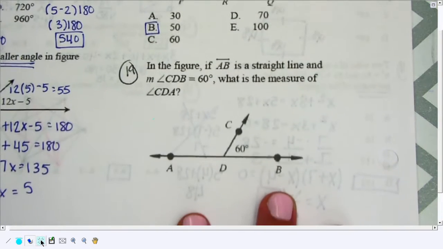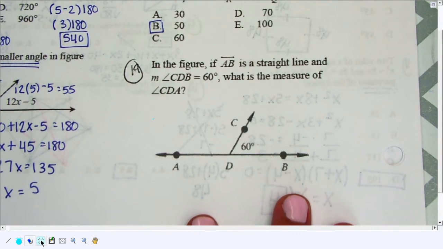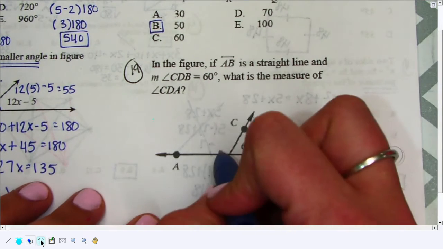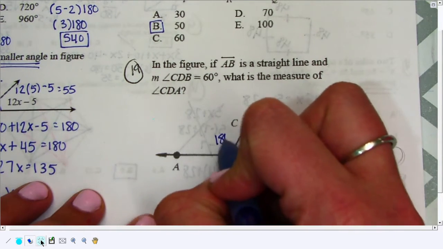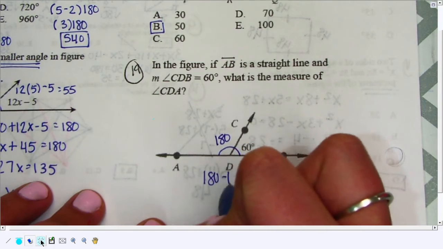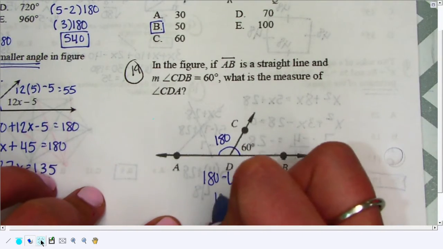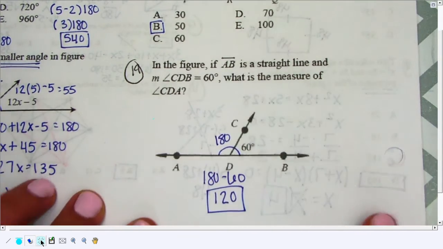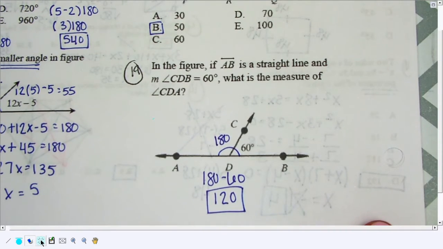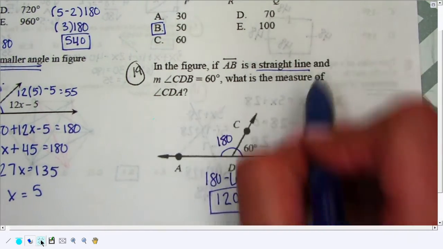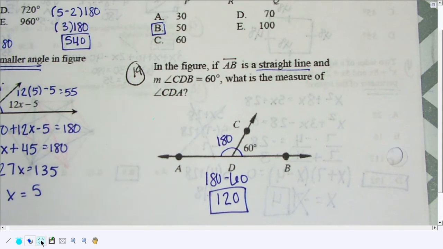Okay, 19 is not multiple choice, but it says that CDB is 60. What is the measure of CDA? Again, this is a linear pair and it adds up to 180. So I would just do 180 minus 60 to get an answer of 120. That's just a linear pair. And it's telling you it's a straight line, so you know that it is, in fact, 180.